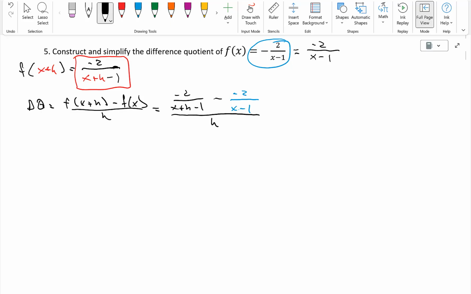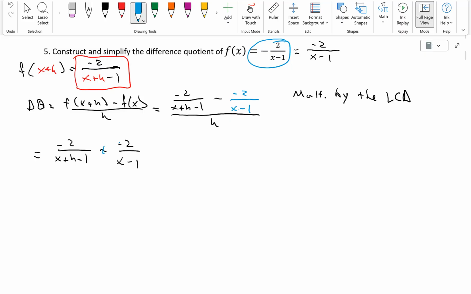And for the complex fractions, we wanted to multiply by the LCD. So we can take it to the next line again to make it nice and big. We've got a negative 2 over x plus h minus 1 minus a negative 2 over x minus 1. And I might even change those to positive there for you. Minus a negative becomes a positive, so we don't have to worry as much about that distribution. All over h. And then we're going to multiply by our LCD.